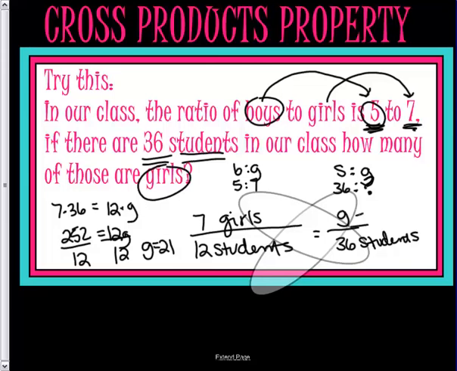Let's answer this. Is that reasonable? Yes, because 21 out of 36 would be girls.